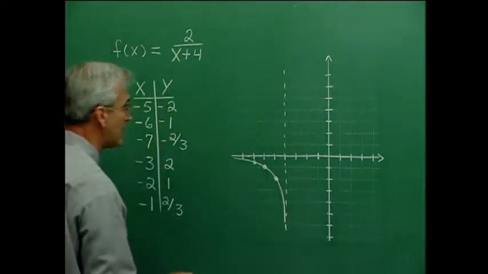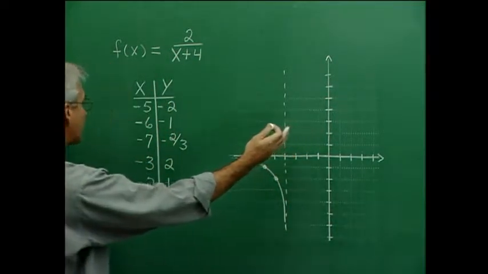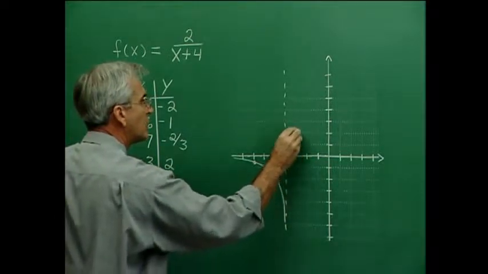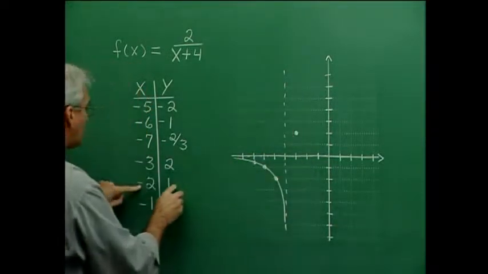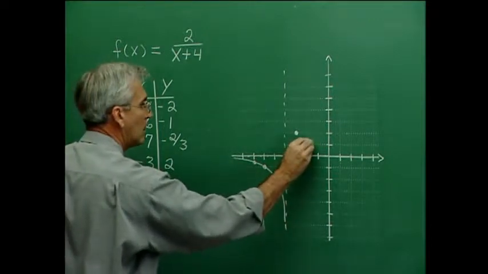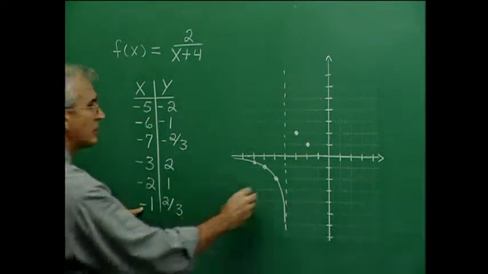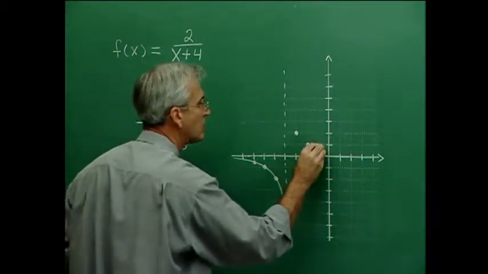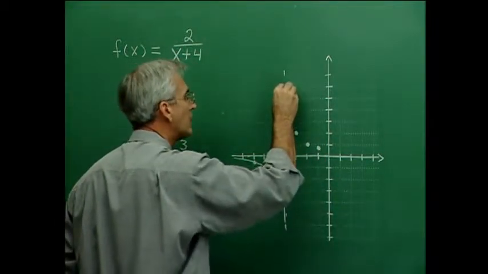Now, let's see what happens on the other side. It'll be a similar kind of behavior. We have -3 goes to 2, -2 goes to 1, and -1 goes to 2/3. And so on this side, the graph will do this.